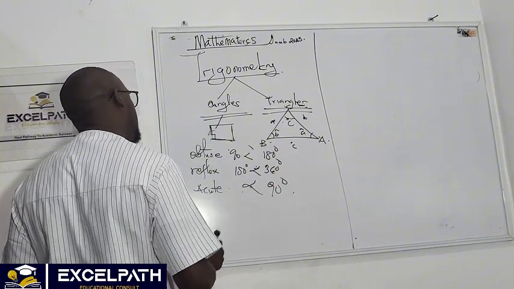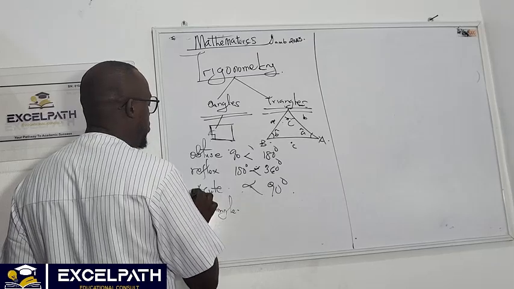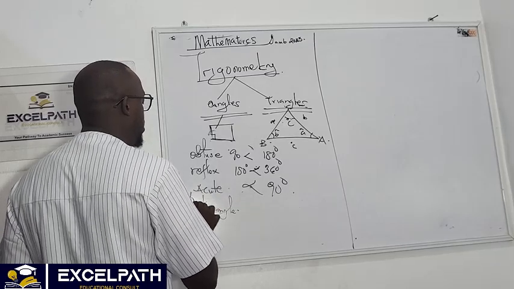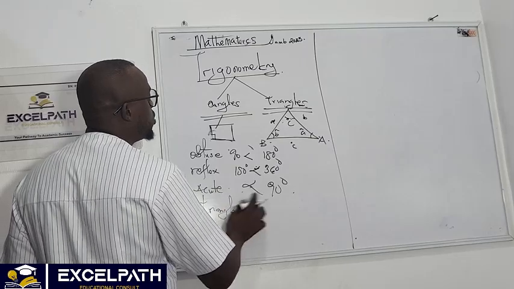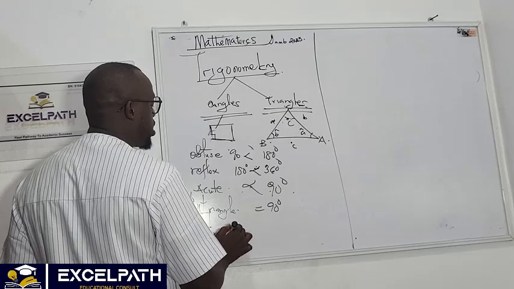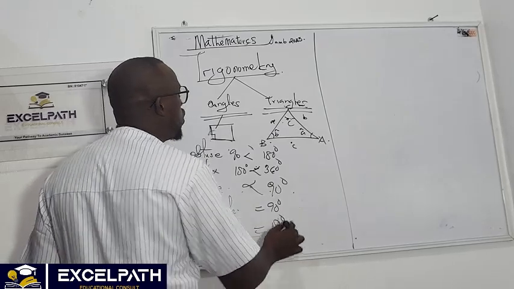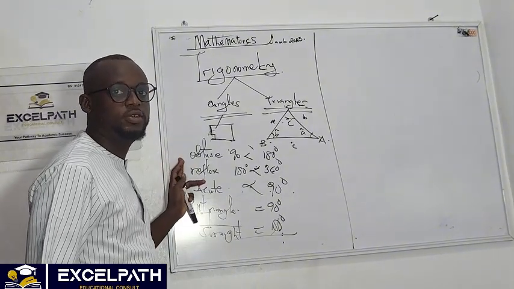We have what we call a right angle triangle. A right angle triangle is what? Is equal to 90 degrees. We have straight line. Straight line is 180 degrees. These are just the introduction of trigonometry, right?